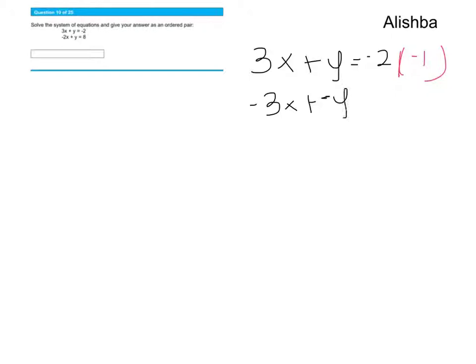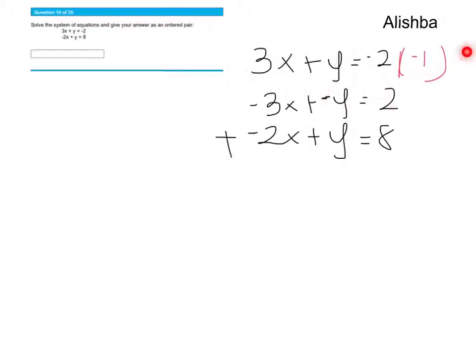So I'm going to get the y coefficients to be opposite. I'm multiplying the whole equation 3x plus y equals negative 2 by negative 1, which gives negative 3x plus negative y equals 2. Then when I add negative 2x plus y equals 8, the y coefficients will cancel out. So I'm adding, and I'm going to cancel out the y's because they are opposites of each other.